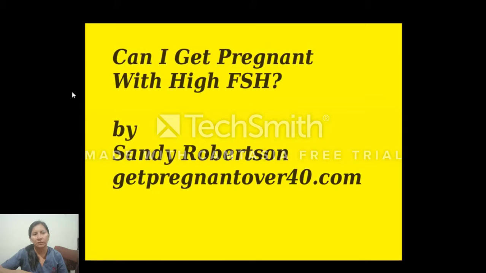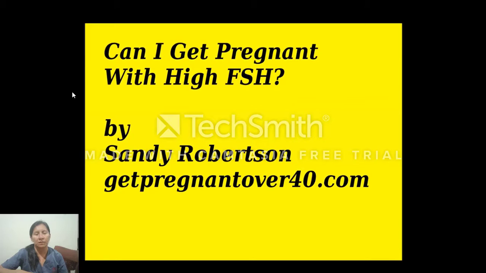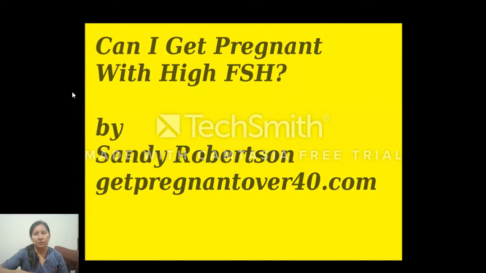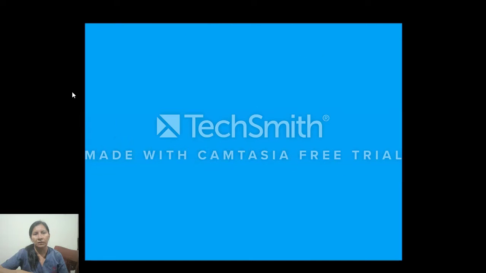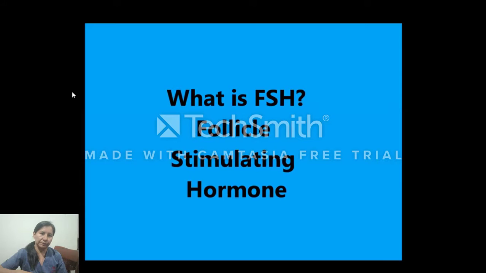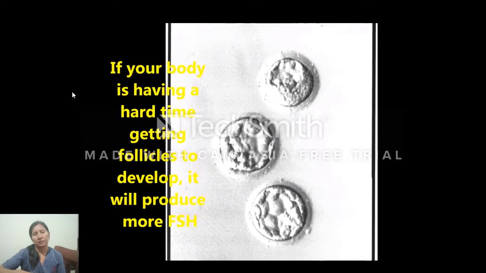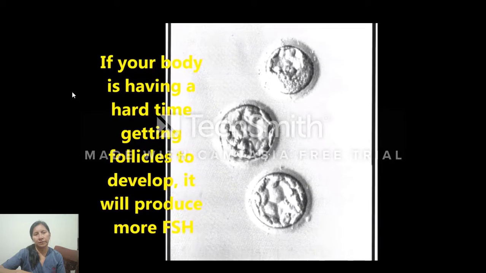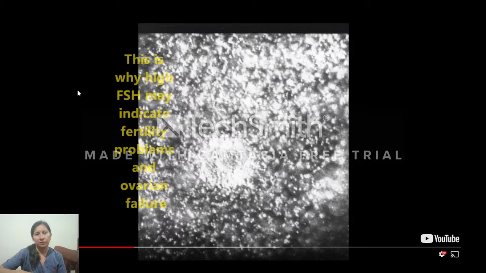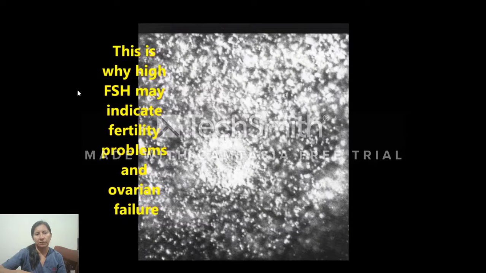GetPregnantOver40.com. Today we're going to talk about a question that women over 40 frequently have, and that is, can I get pregnant with high FSH? First of all, what is FSH? FSH stands for follicle stimulating hormone. If your body is having a hard time getting follicles to develop, the FSH is going to get higher. This is why high FSH may indicate fertility problems and possibly even ovarian failure.